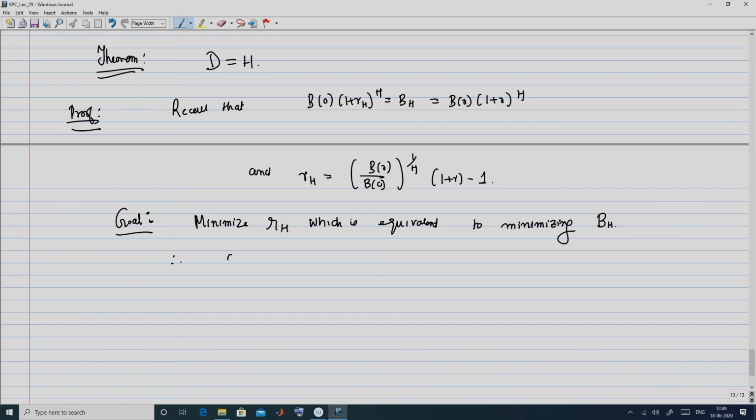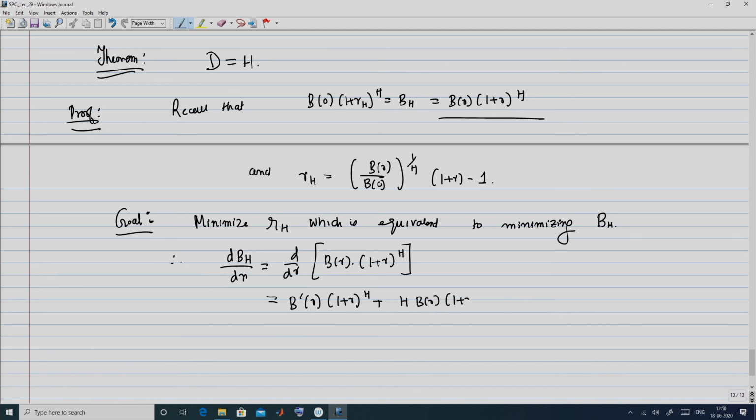Therefore, we have dBH over dr. What is this going to be? This is going to be d/dr of B(r). So, I replace the expression of BH with the one which we had, that is B(r) into (1 plus r) raised to h, and this can be written as B prime of r into (1 plus r) raised to h plus h into B(r) into (1 plus r) raised to h minus 1.